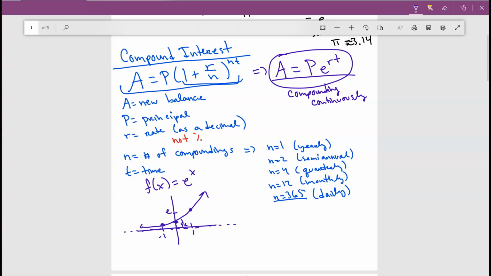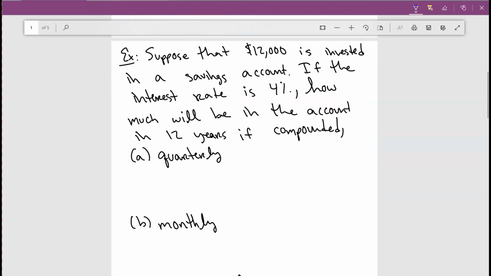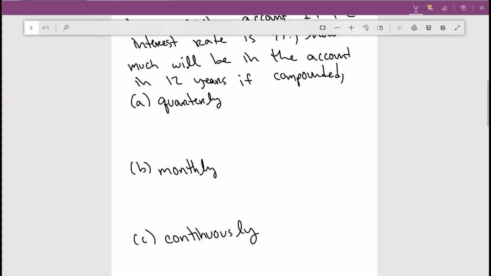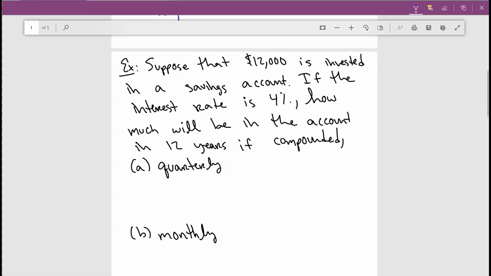So yeah, let's do one problem. This is my word problem. Suppose that $12,000 is invested in a savings account. If the interest rate is 4%, how much money will be in the account in 12 years if compounded quarterly, monthly, and continuously? Whenever you see something that looks like this, you have to use that formula, and that formula will be given to you.